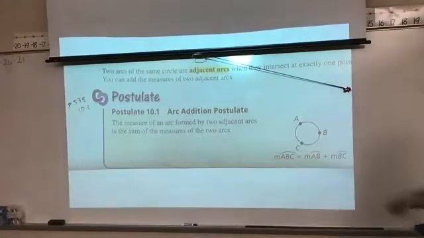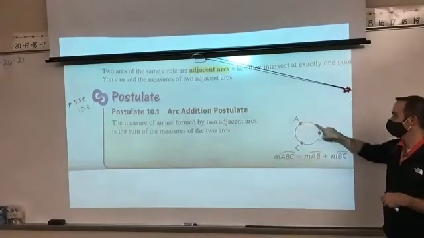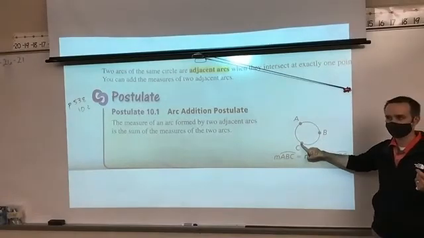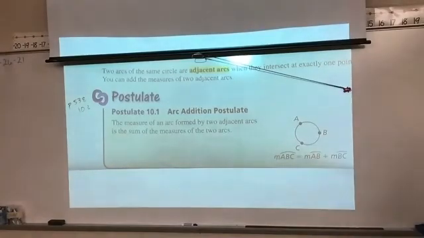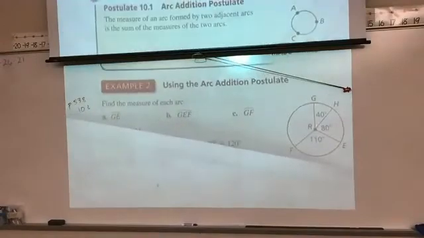We can take two arcs, and we can add them together to equal a bigger arc. So we can take AB and BC, add it together. That's going to be the same as taking the measure of ABC. So as you can imagine, we are setting up some equations here, solving for X, that sort of thing. Take the two smaller arcs, add them together, equals the bigger arc. Should be pretty straightforward for that one. Let's practice that real quick.